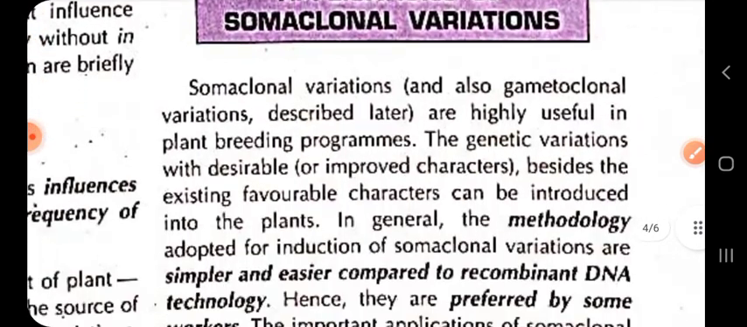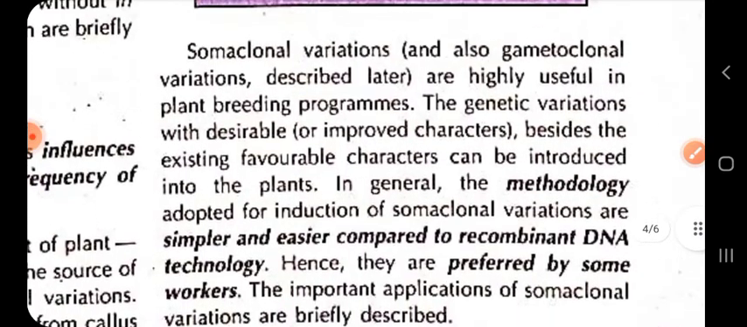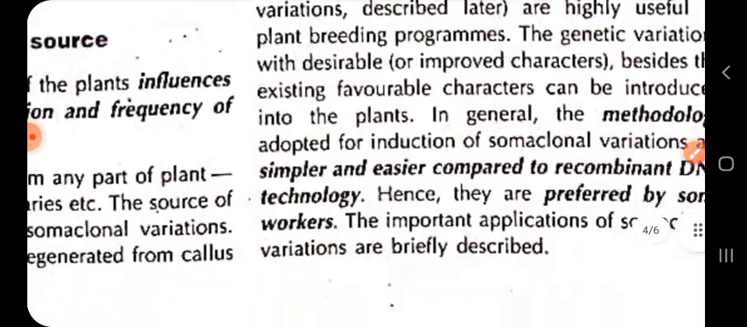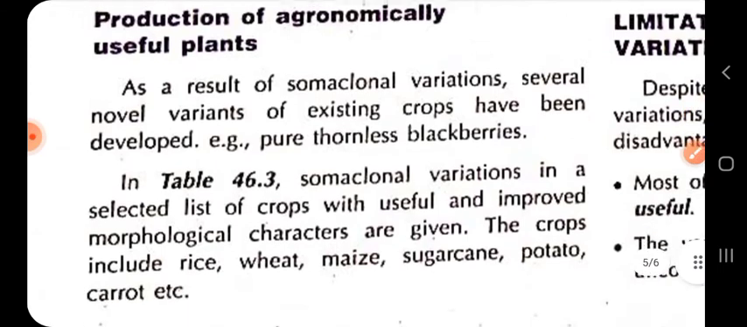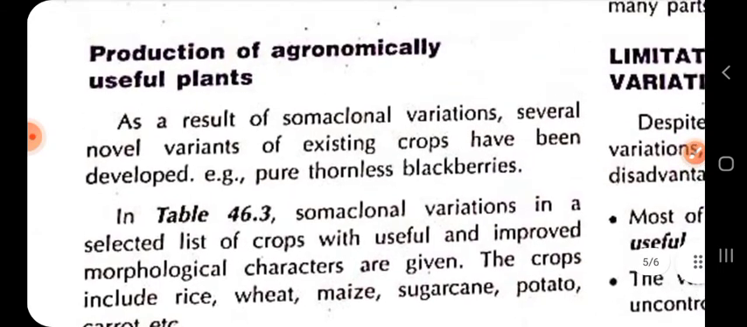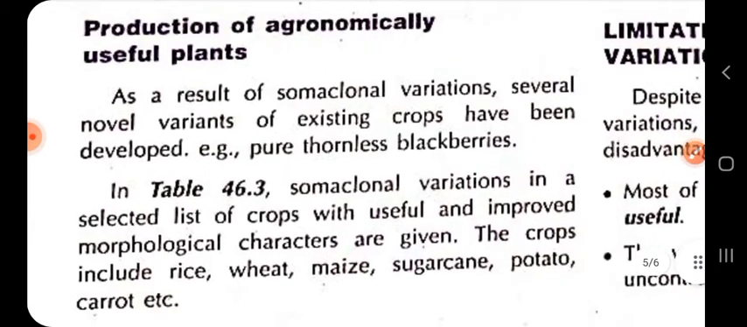Now the applications of somaclonal variation, let us see. First is production of agronomically useful plants. So through somaclonal variation, we can make plants which are agronomically very useful. As a result of somaclonal variation, several crops, different varieties have been developed.